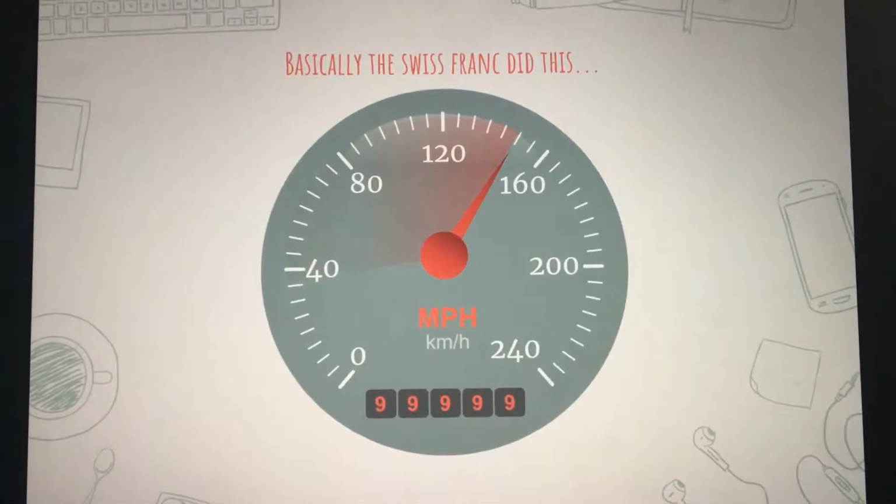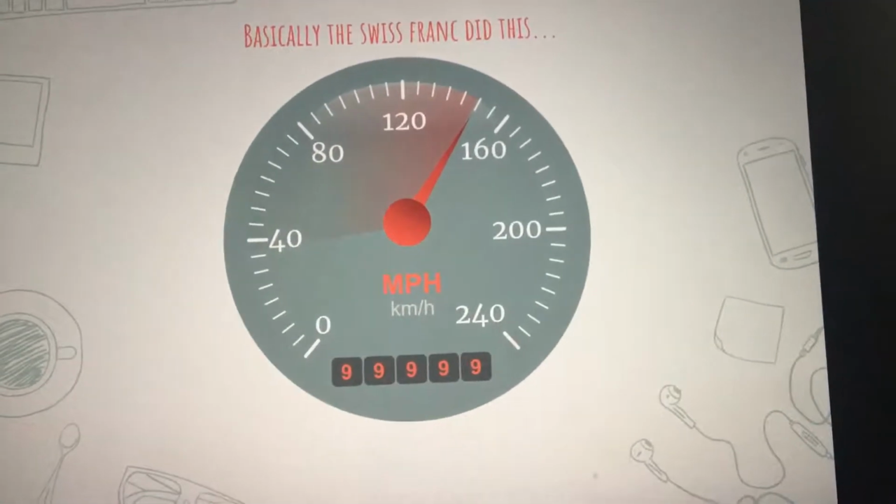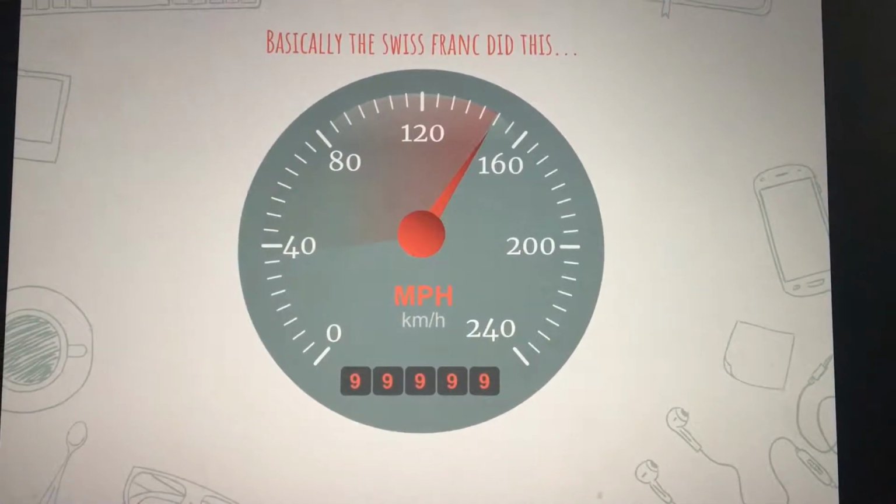Okay, so basically, this is a cool little graphic. The franc did this. It just sped up. It increased exponentially.